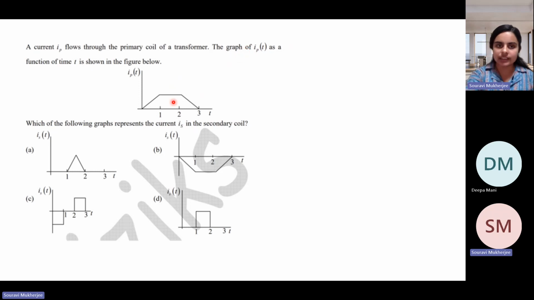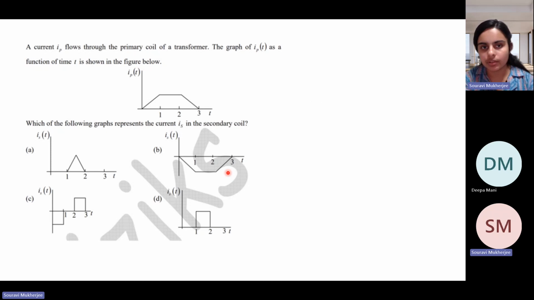So given this fact, if you look at this graph, can you tell me what the current IS should look like? Which of the graphs suits the answer? You don't have to solve anything, just look at this graph and use the fact that IS is proportional to minus dIP/dt.